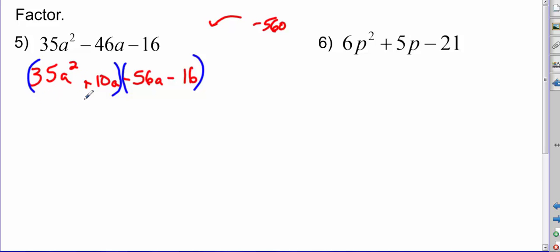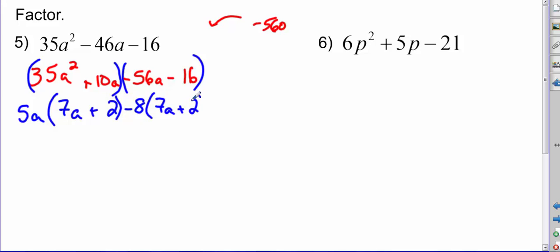On this left-hand side over here, I can factor out a 5a. I see that happening, which is going to leave us a 7a plus 2. And then over here, I'm going to factor out something, making sure we get the same things inside of the parentheses here. So let's factor out a negative 8. I'm pretty sure that'll do the trick. We're going to get a 7a and a 2. Look at that, that did it.